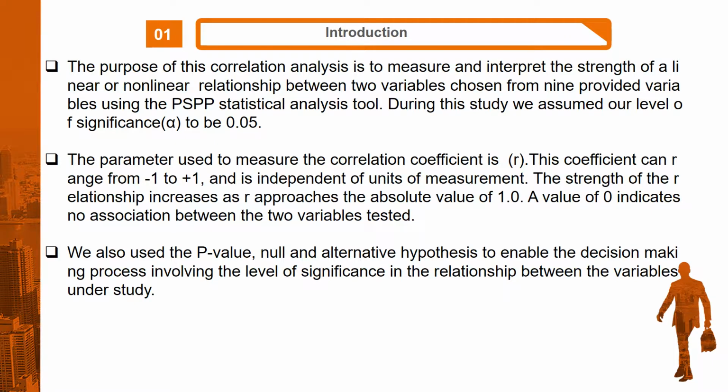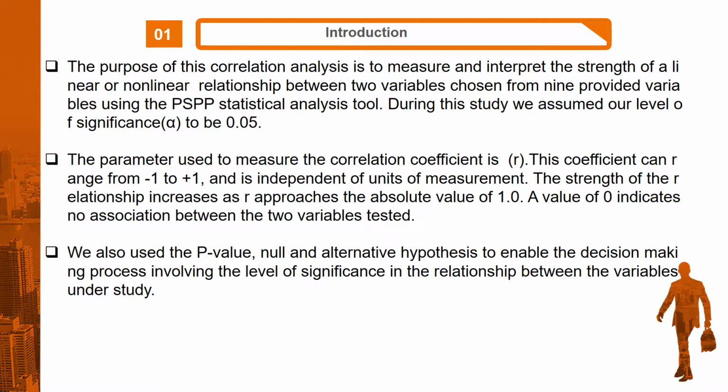We'll begin with an introduction here. The purpose of this correlation analysis is to measure and interpret the strength of a linear or nonlinear relationship inherent in the two variables under study. We use the PSPP statistical tool of analysis. This is a great tool. It's the first time I'm using it, but I actually enjoyed using it. It's very easy to learn. I'm very excited to explore the tool as we proceed with our lectures or lessons.